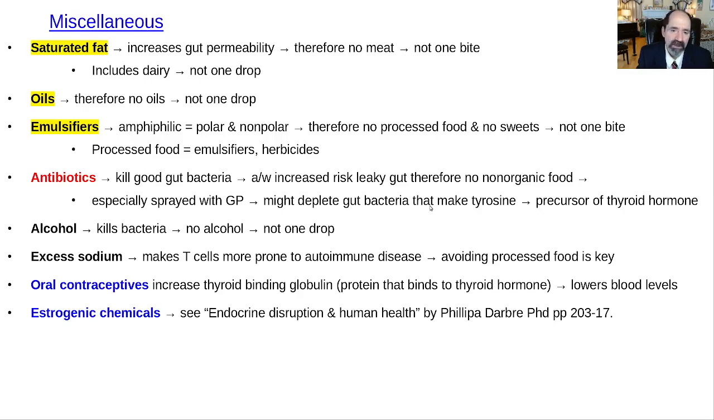It can also deplete the gut bacteria of tyrosine, by blocking the shikimate pathway. And tyrosine is a precursor for thyroid hormone. So it can cause thyroid problems in two ways: by depleting the good gut bacteria, dropping your tyrosine, and also by inducing leaky gut effect.